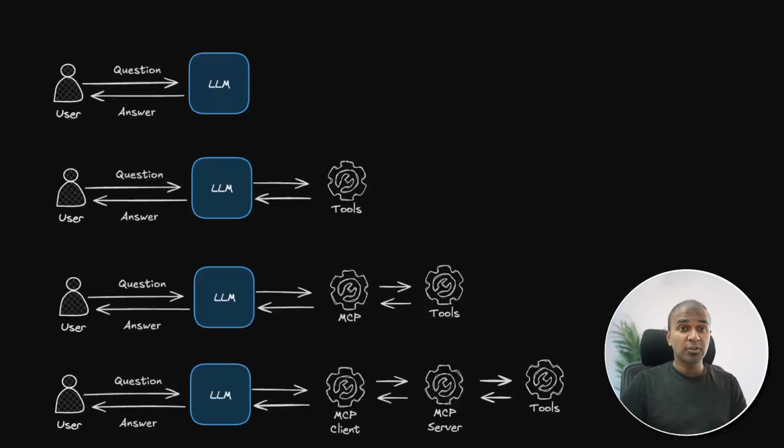So first let's talk about MCP. Generally when the user asks a question, it goes to the LLM and we get the answer. But to add additional functionality, we add tools to the large language model. This interaction uses function calling. When we have thousands of tools, it becomes complicated to integrate them. That's when we have MCP, simplifying the integration process with multiple tools.